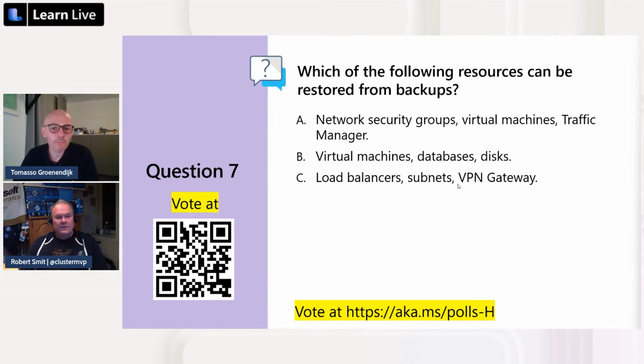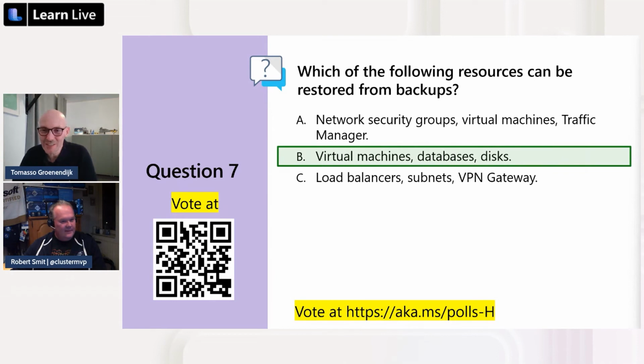You can't easily delete the subnets unless the resource group is gone. VPN gateway is also redundant by default. So it's also an easy question, right? Let's see what the votes are. It should be answer B. And we have a 100% hit for answer B. That's not that bad, Tommaso, right? That's a good score.